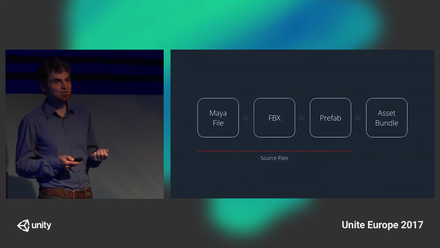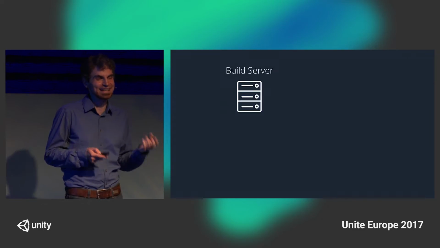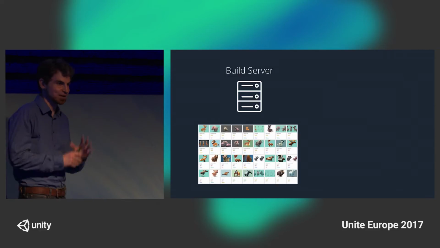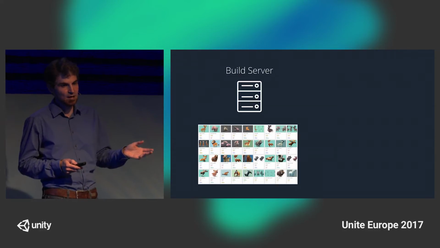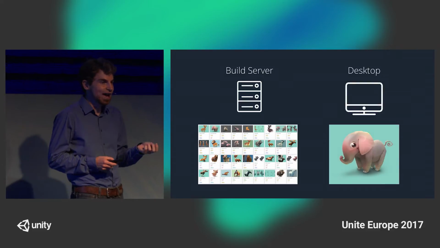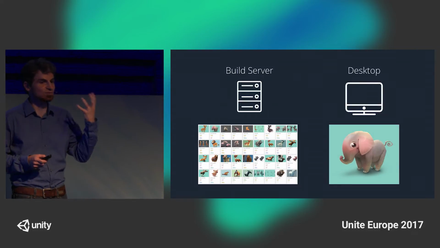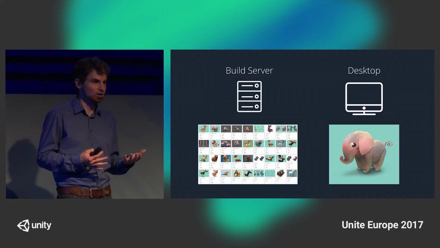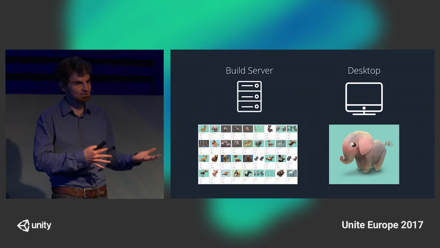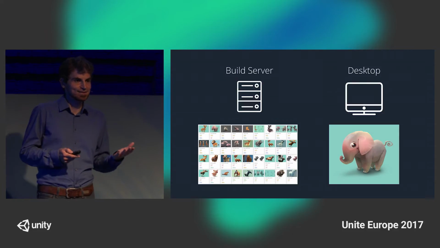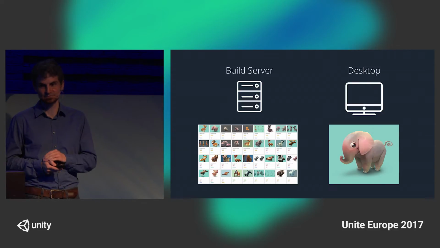So the setup we are using is we have a build machine, and that build machine has all the assets, all our hundreds of animals. But on your individual desktop, on the machine you're working on, you actually only need the one animal you're currently working on, right? And once you're done working on that animal, you could take that animal out of your Unity project. Well, how is that done in practice?